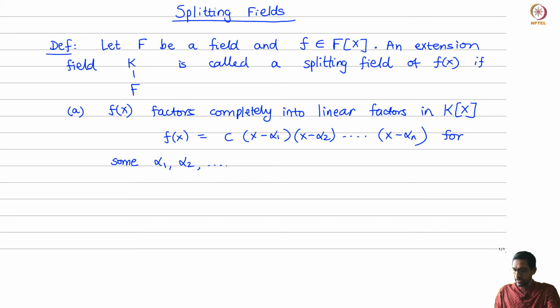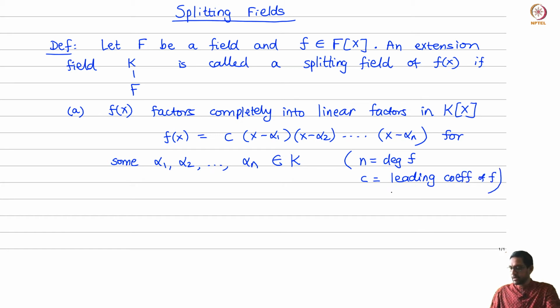So f of x is such a product for some elements alpha 1, alpha 2, ..., alpha n in the extension field K, and as I said, here n is the degree of the polynomial f, and c is just the leading coefficient. So that's in fact an element of the ground field F. This is the leading coefficient of f, the coefficient of the highest term x to the power n. Okay, so condition 1 is really that it should factor completely into linear factors. In other words, there are n roots for this polynomial in the extension field K.